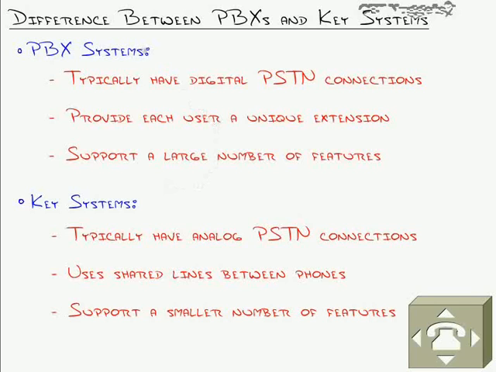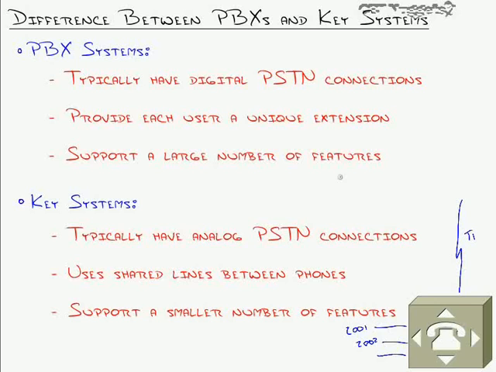So a PBX system, when you think of a PBX, they typically have digital PSTN connections. So this is where you have your incoming T1 and E1 lines, typically. They provide each user a unique extension to where I would have extension 2001, 2002, and so on all around the office, and will typically support a large number of features that people have come to know and love inside of their PBX systems and inside of businesses, like conference calling, music on hold, throw out the laundry list of features there, and PBXs probably support it.